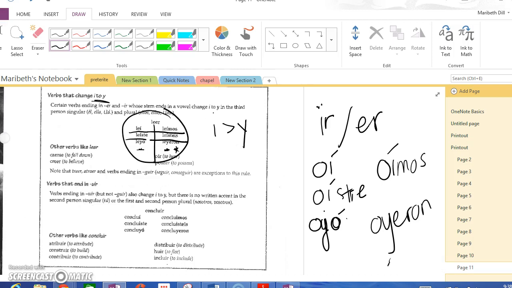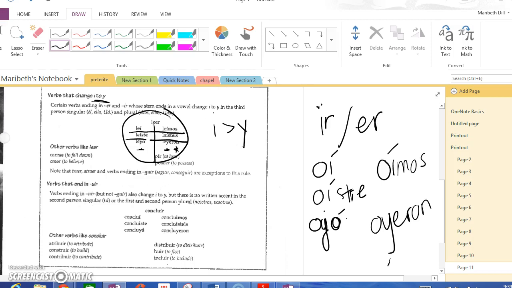All right, so same thing is going to happen for these verbs that have UI. Concluí, accent. Concluiste, no accent. We don't need it. It doesn't blend like oíste would blend, so we don't need it. Okay, but we do have it down here in the ella form. Concluyó. Concluimos, don't need it. Concluyeron, don't need it, but we do have the I to Y downstairs.